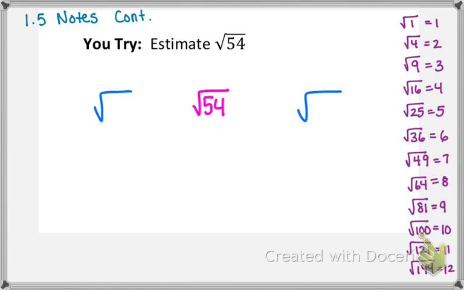Right, so if we look at the square root of 54, it looks like the square root of 54 is between the square root of 49 and the square root of 64. Because we know that the square root of 49 is 7, and the square root of 64 is 8, I know it's going to be 7 point something, between 7 and 8. We can use a number line to help us estimate, and then we can try to test it out.